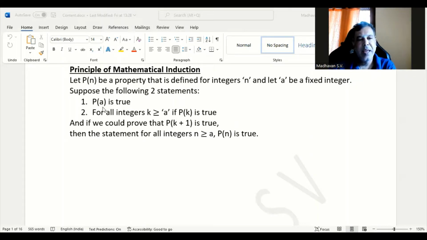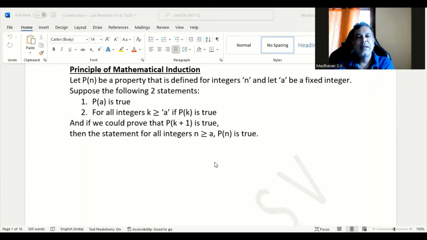One, P of a is true, meaning whatever the statement is, you replace n with a and it is true. Two, for all integers k greater than or equal to a, if P of k is true, and subsequently you can prove that P of k plus 1 is true, then the statement P of n is true for all integers n greater than or equal to a. Based on that, we can conclude.